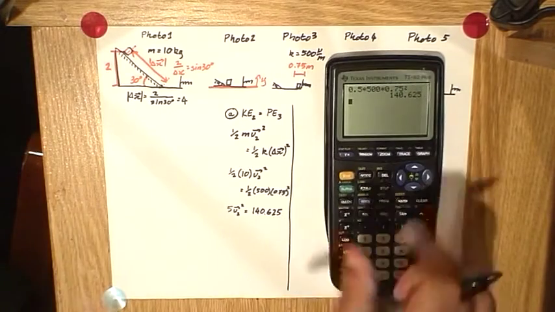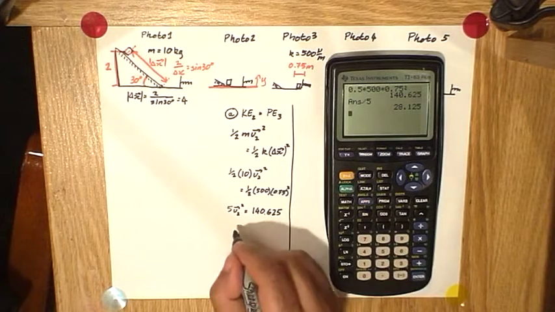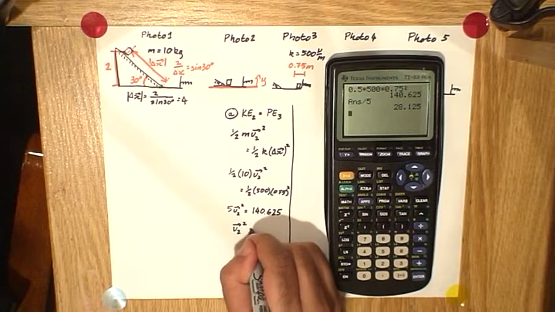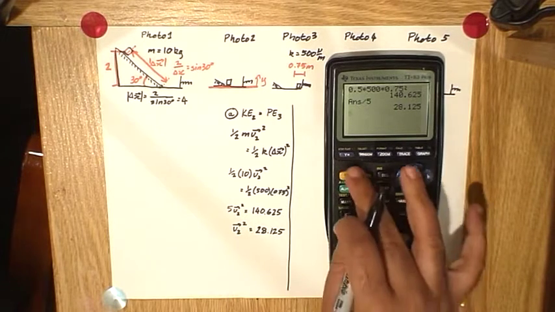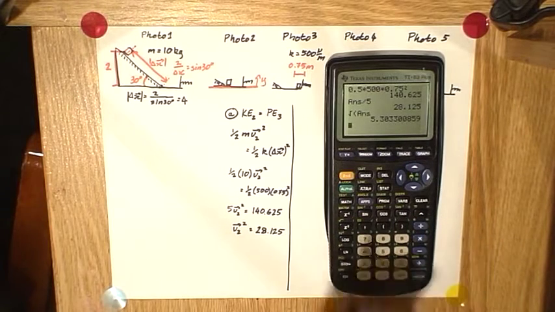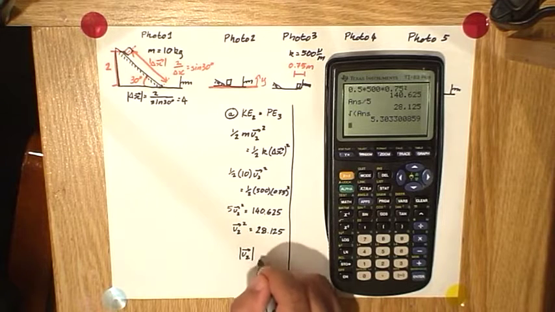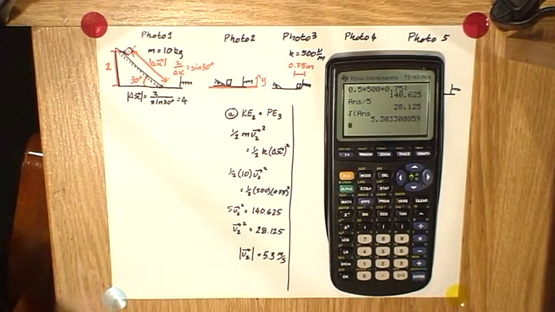Next, divide both sides by 5. That gives us 28.125. And finally, take the square root. That gives us 5.3. So the velocity in photo 2 has a size of 5.3 meters per second. So this is the first thing that we've been able to solve for.